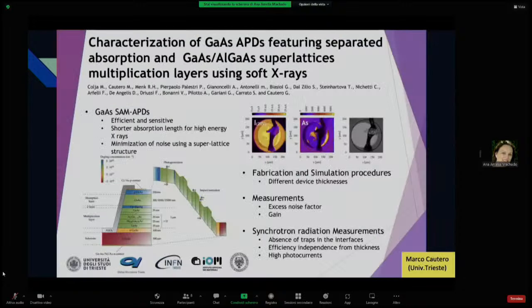The next one is dedicated to the full characterization of the gallium arsenide avalanche diode. The sensors are interesting for X-ray applications for the wider band gap with respect to silicon and for the higher atomic number. The group of the University of Trieste studied the effects of doping the different layers, the number of multiplication steps, and the role of the separation layer.